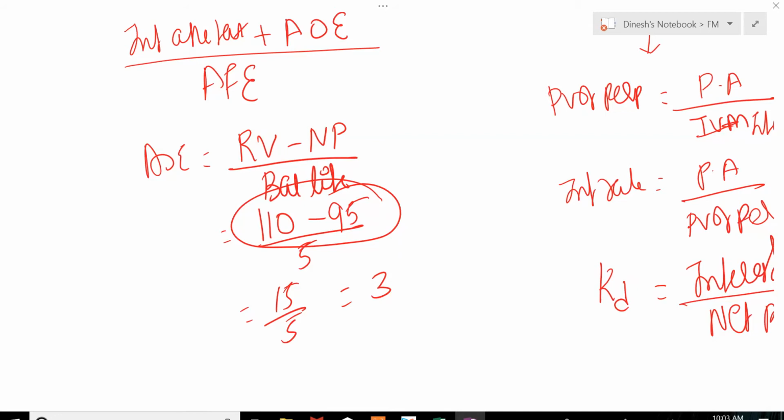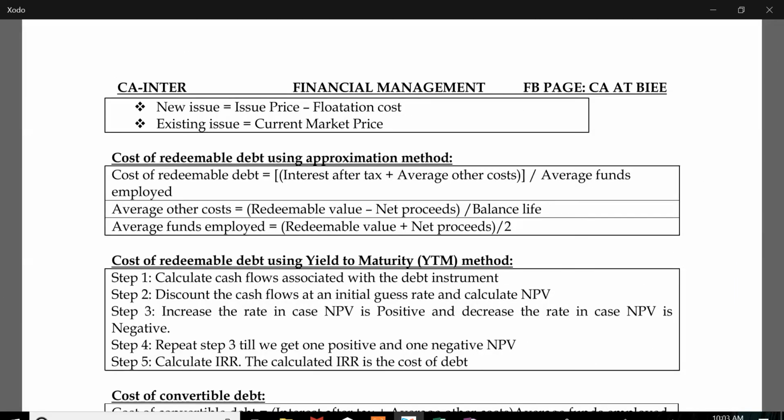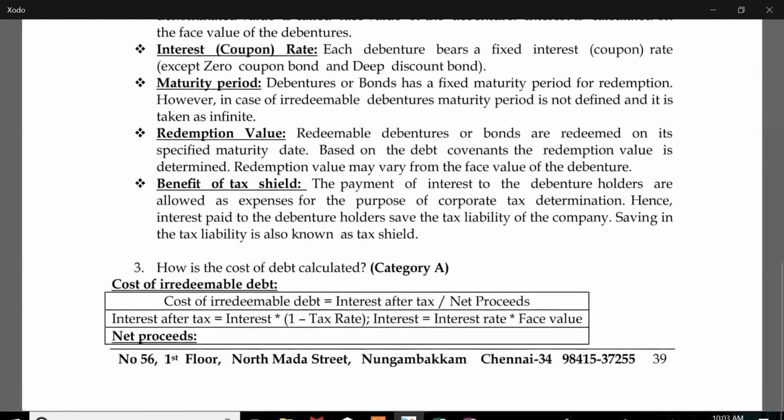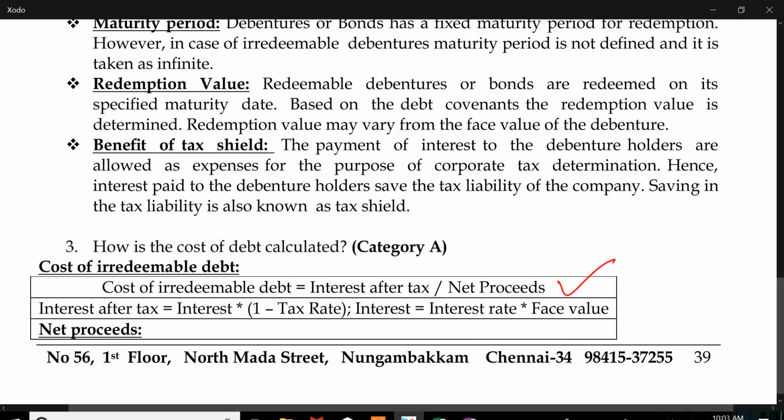So for irredeemable debt, it is interest after tax divided by average funds employed. For a redeemable debt, it is interest after tax plus average other cost divided by average funds employed. Any doubts on this? Clear? Now, I'll tell you if at all you have to note down something. Everything should be here. Cost of irredeemable debt, interest after tax by net proceeds. If at all something is to be written, I'll tell you here itself.